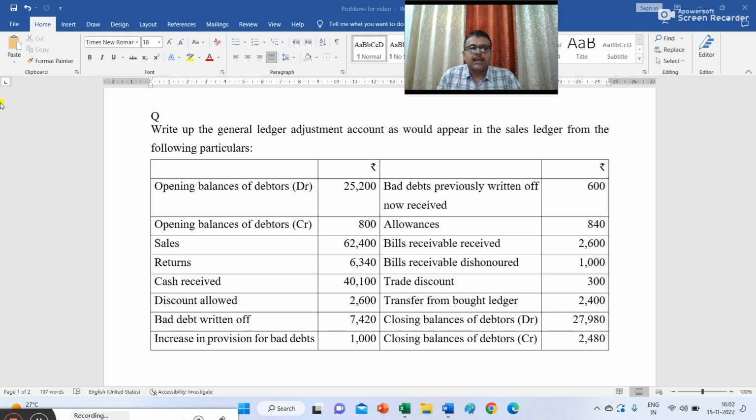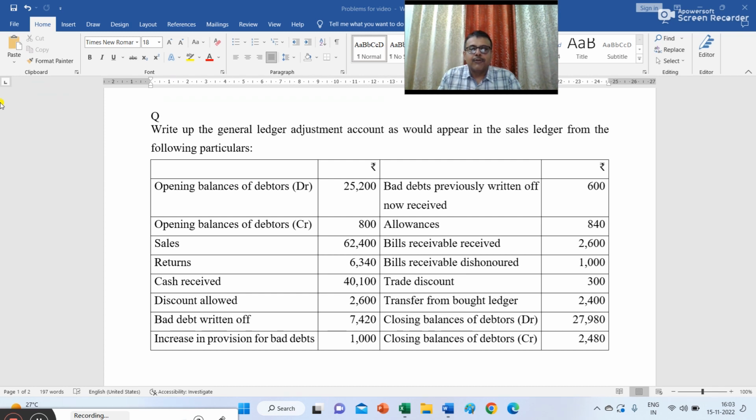Write up the general ledger adjustment account as would appear in the sales ledger from the following particulars. Opening balances of debtors, debit 25,200. Opening balances of debtors, credit 800. Sales 62,400. Returns 6,340. Cash received 40,100. Discount allowed 2,600. Bad debt written off 7,420. Increase in provision for bad debts 1,000. Bad debts previously written off now received 600.